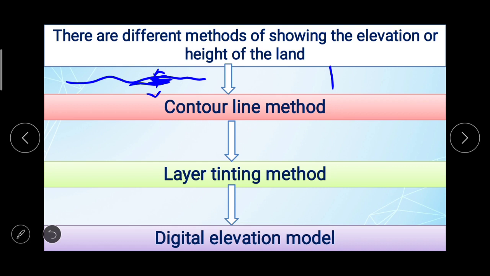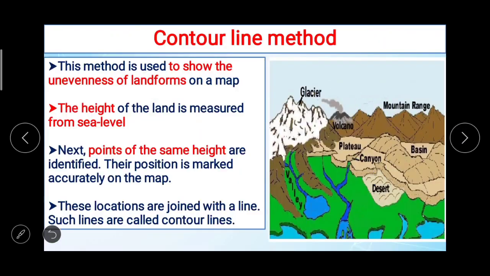And for that we have three types of maps which we are going to study in detail. First one, contour line method, then layer tinting method, and the digital elevation model. So one by one now we'll study this in detail. So the first one, contour line method. This method is used to show unevenness of landforms on a map.